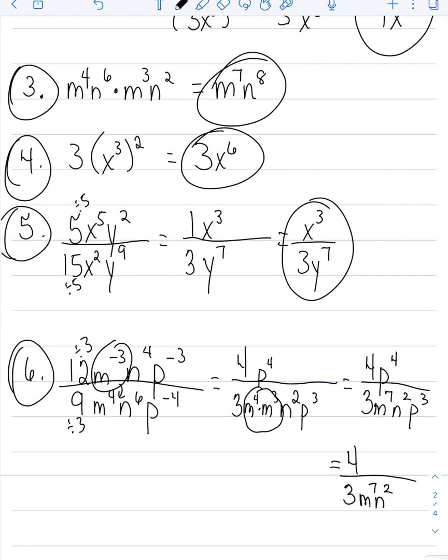Now let's look at our p's. Where do we have more p's? On the top. How many more? 4 minus 3 is 1. I don't have to write that invisible 1. So that is how you simplify more complex expressions using your exponent laws or your exponent rules.